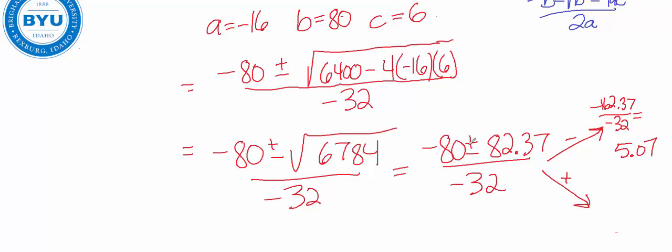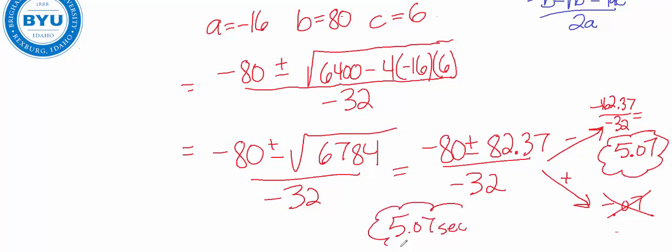Negative 80 plus 82.37. Push enter and divide by negative 32. And this answer is going to be weird because it comes out to be a negative number. And a negative number wouldn't make sense for this problem here. So we're just going to throw it out. And we get negative 0.07. And so 5.07 is actually our answer. That ball is going to be in the air for 5.07 seconds under that situation. So we can do physics with the quadratic formula.